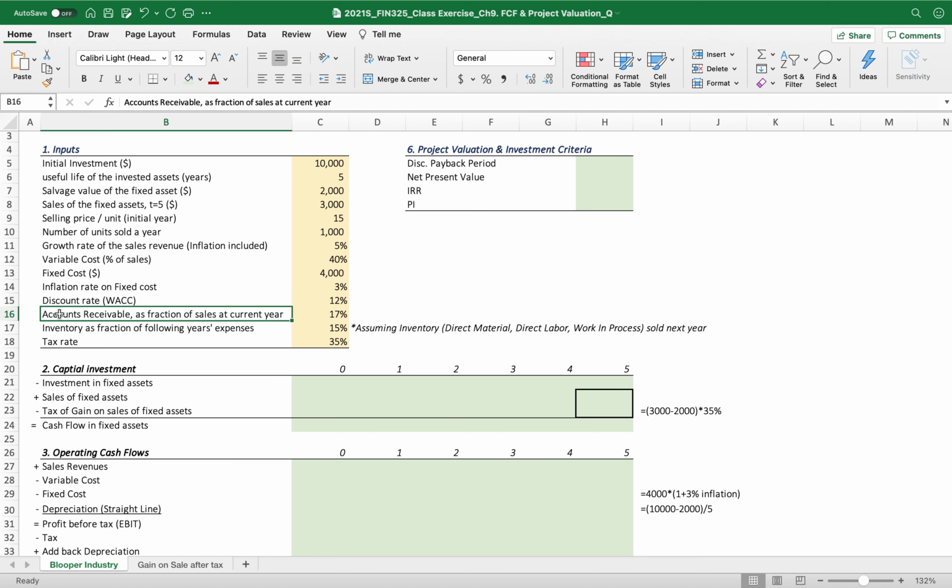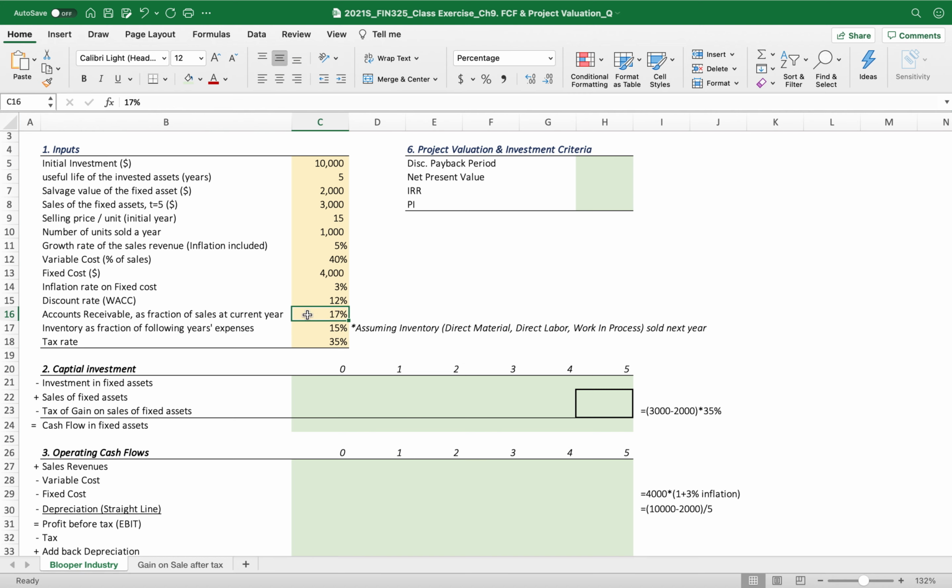Then accounts receivable and inventory, that information is the current asset, right? Current asset part, which is the operating working capital. That is not the cash, but we measure the cash amount from the revenue and expenses. And we don't have any other current liability here, so we don't have to consider it.